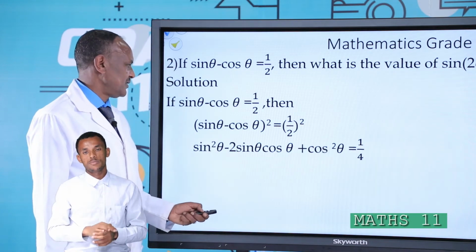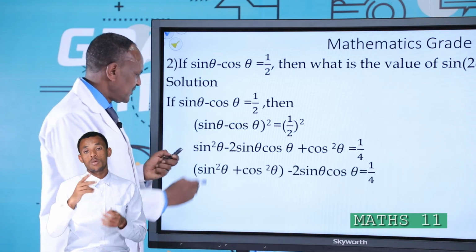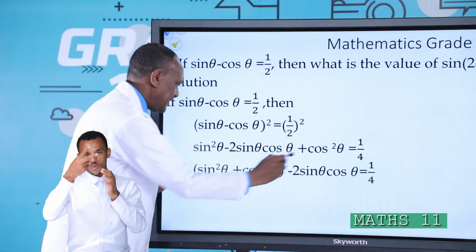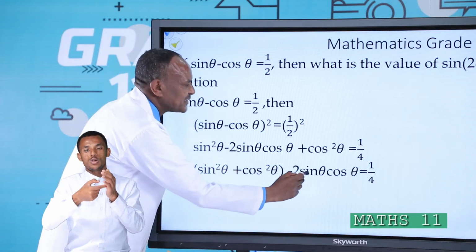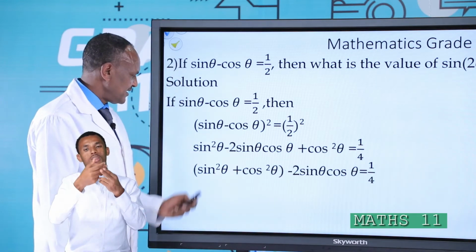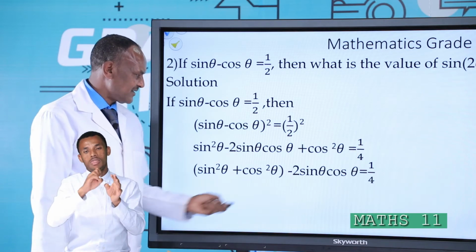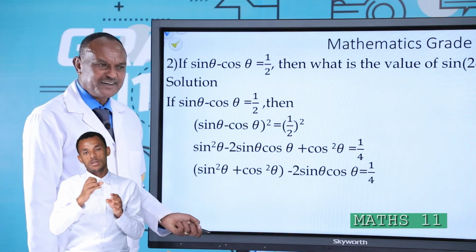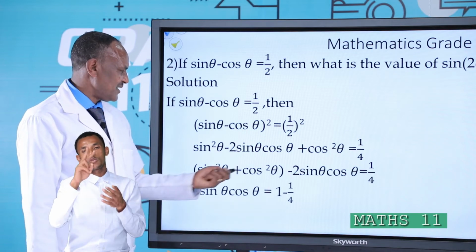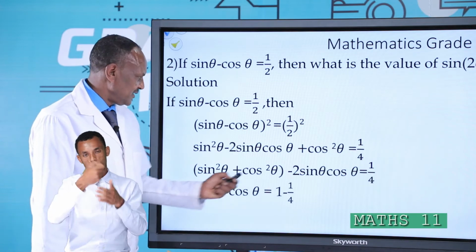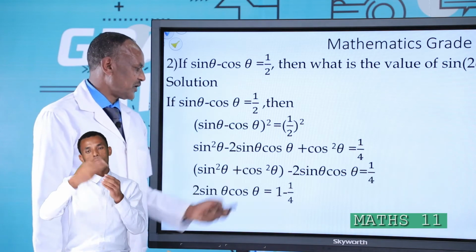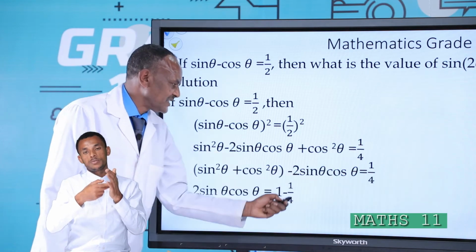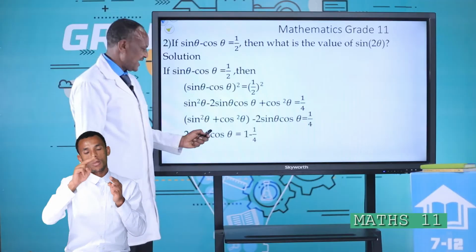When I expand, sine square theta minus 2 sine theta cos theta plus cos square theta is equal to 1 over 4. Sine square theta plus cos square theta can be regrouped, minus 2 times sine theta cos theta. But for the sum of the two squares, we have an identity, which is equal to positive 1. So sine square theta plus cos square theta means positive 1, and 1 minus 1 over 4 is equal to 2 sine theta cos theta.